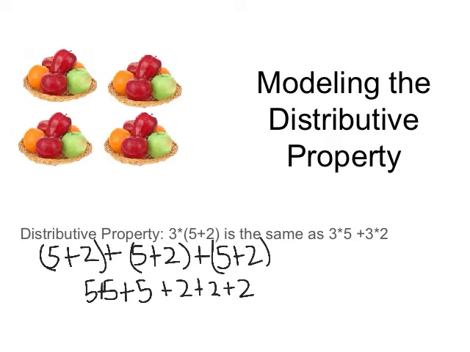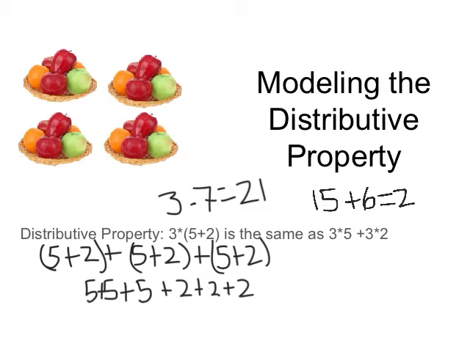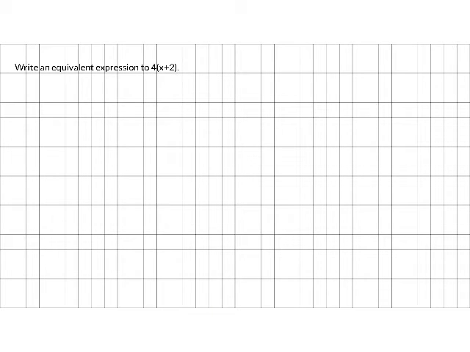Either way, whether you do 3 times 7, because 5 plus 2 is 7, and get 21, or 3 times 5 is 15 plus 6, you still get 21. That's the big idea here. We're just going to be applying it with algebra. Let's get started.